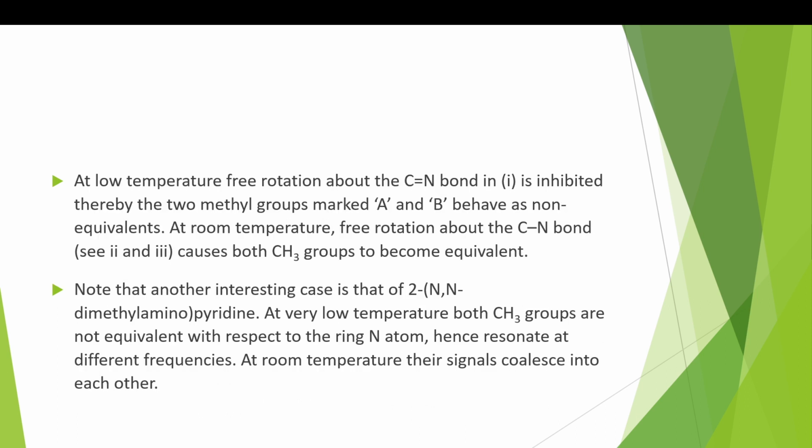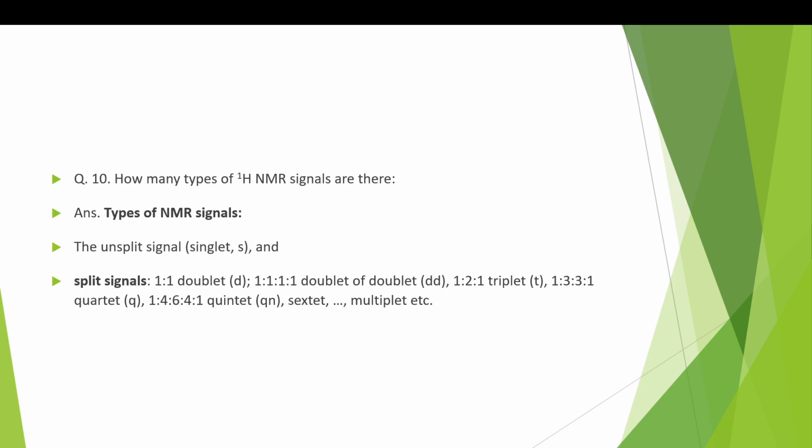Another similar case is that of N,N-dimethylaminopyridine. At low temperature, the two methyl groups are not equivalent with respect to the pyridine nitrogen. At room temperature, they become equivalent. Question 10. Types of NMR signals. The terminology we use is singlet, doublet, doublet of doublets, triplet, quartet, quintet, sextet, multiplet, etc.